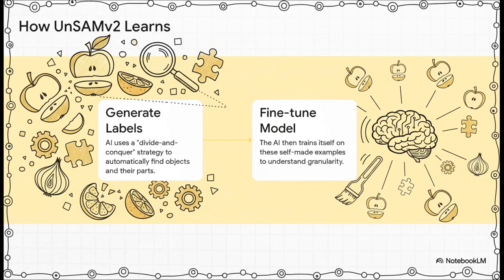So how does it pull this off? Well, this self-teaching thing happens in two main stages. First, the AI generates what are called pseudo-labels. It looks at thousands of unlabeled pictures and automatically figures out which objects are parts of other bigger objects. Then, in stage 2, it uses that dataset it just made for itself to train and fine-tune its own model. It's literally teaching itself the very concept of detail.